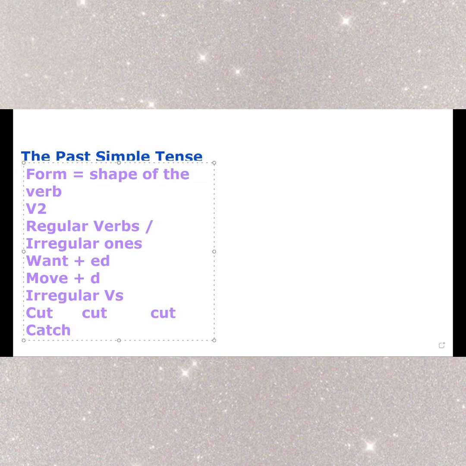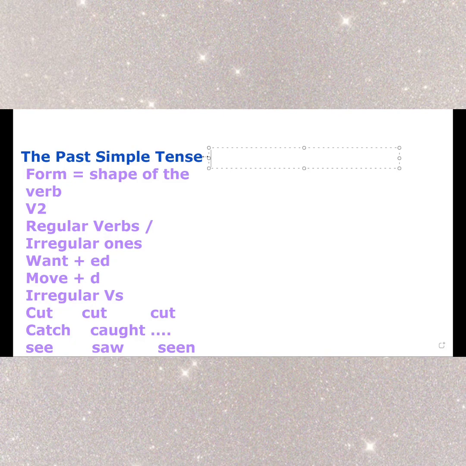The second form will be caught, and the third form will be caught. So the second and the third form are the same. Sometimes all forms are different. Like if I say see, verb 2 saw, and verb 3 seen. So they are all different. And sometimes we find the verb does not change in writing, but changes in pronunciation.